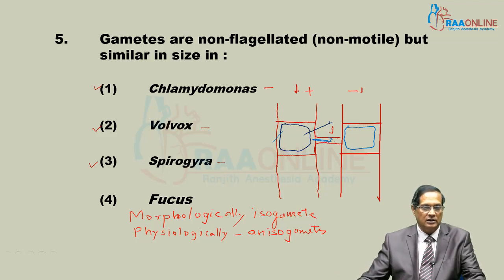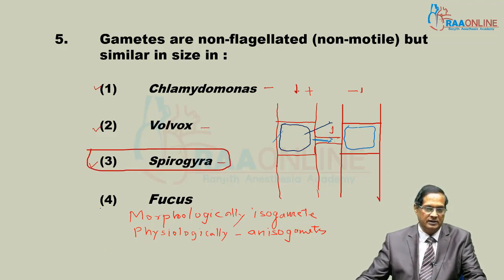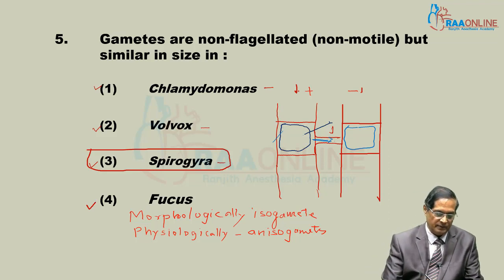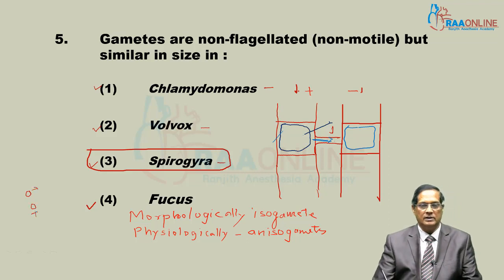So here the answer is that Spirogyra produces gametes which are non-flagellated. In case of Fucus, heterogametes are formed. Male gametes are motile and female gametes are non-motile in case of Fucus.